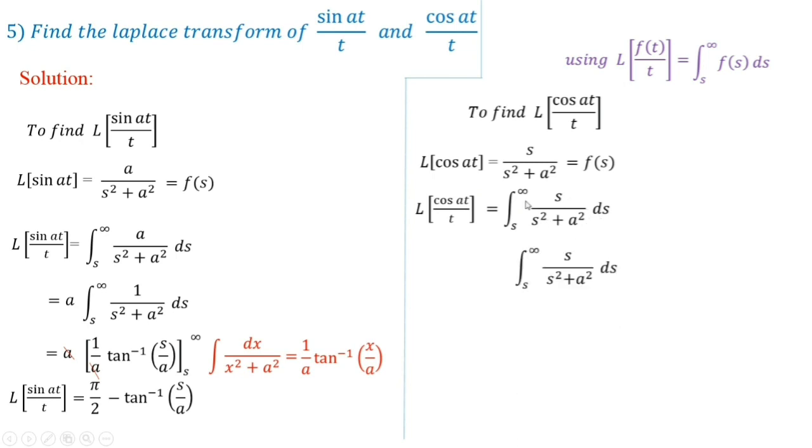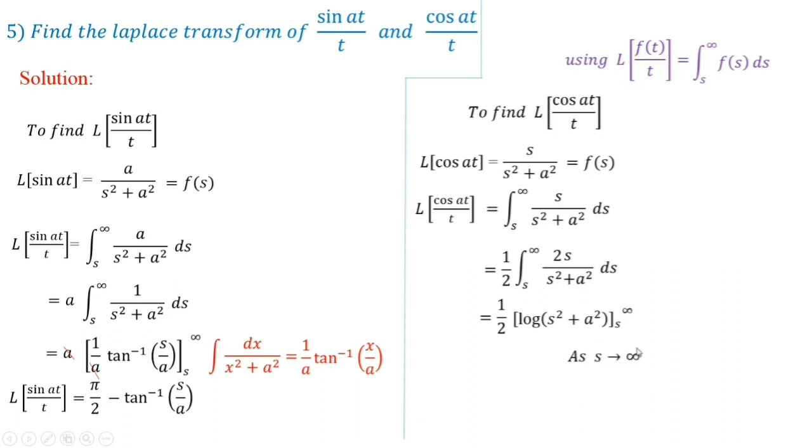Now integration of this term is here, this is equal to 1 by 2 into integration of s to infinity, here take the adjustment of 2, that's why multiply by 2 and divide by 2, then we get here 1 by 2 into integration of s to infinity 2s upon s square plus a square into ds. Now this is equal to 1 by 2 into integration of this term is log of s square plus a square, limit from s to infinity.